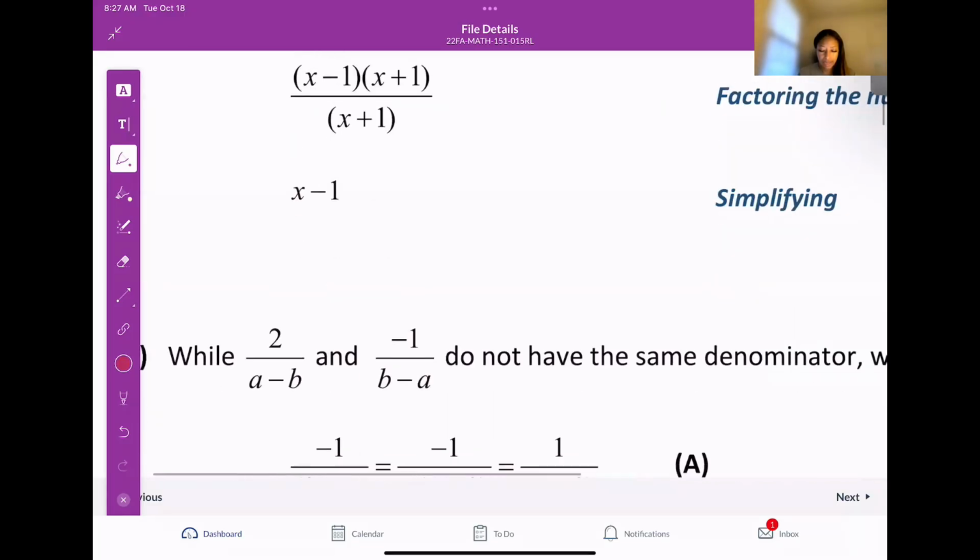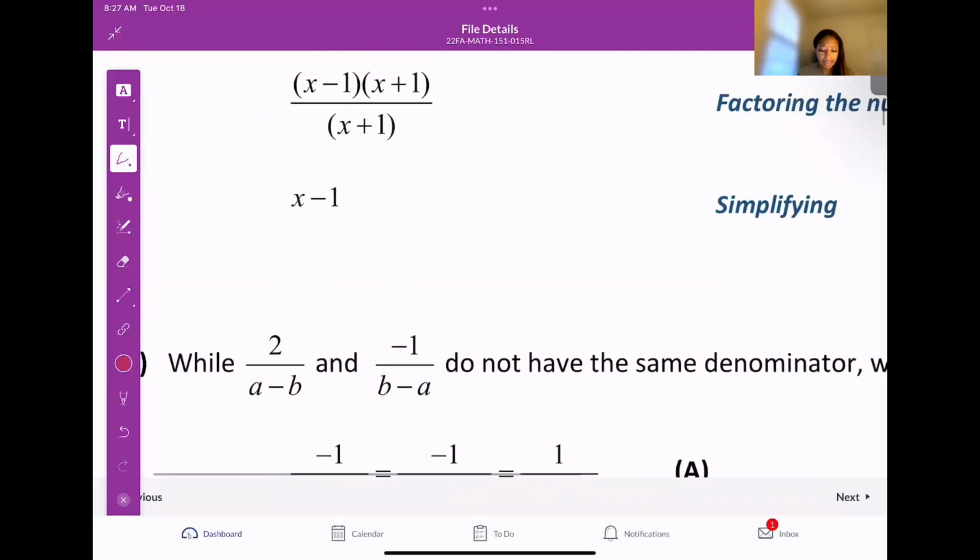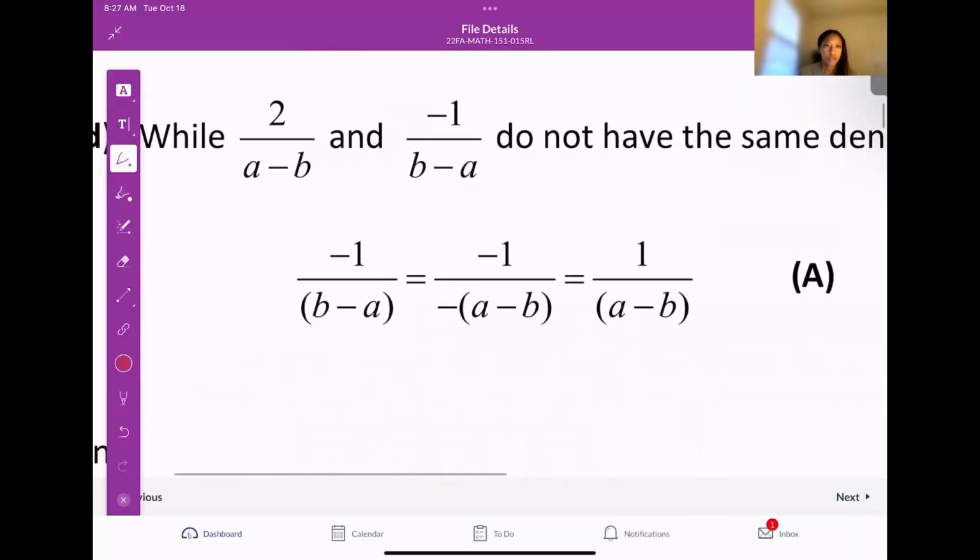All right, and then the last one we're asked to look at, we're adding 2 over a minus b plus negative 1 over b minus a. Here, it doesn't look like our denominators are the same. It doesn't look that way at all. One's an a minus b, one's a b minus a. But remember, those expressions are opposites of each other, and we can just factor out a negative from the denominator, and then if we factor out the negative, our denominators become the same. So for that second expression, negative 1 over b minus a, that's negative 1 over negative a minus b, and then we can cancel out the negatives, so that expression is 1 over a minus b.